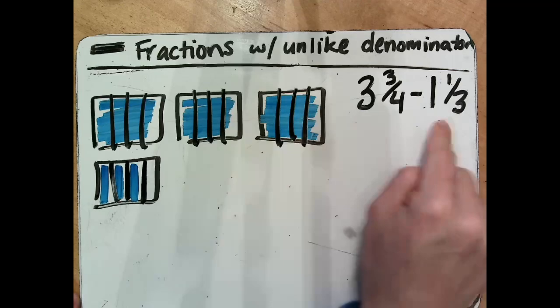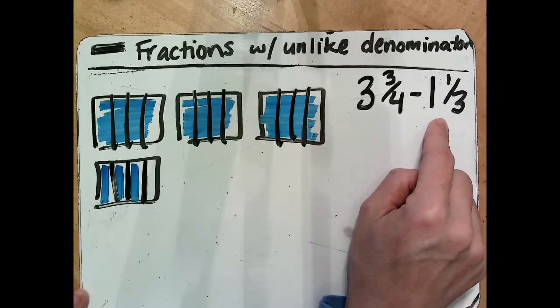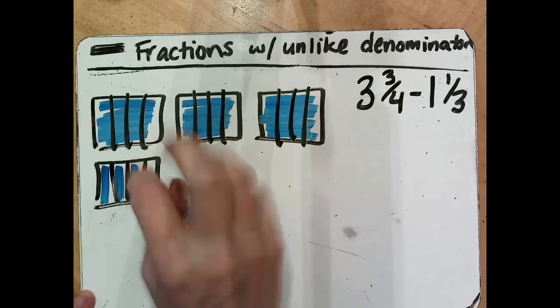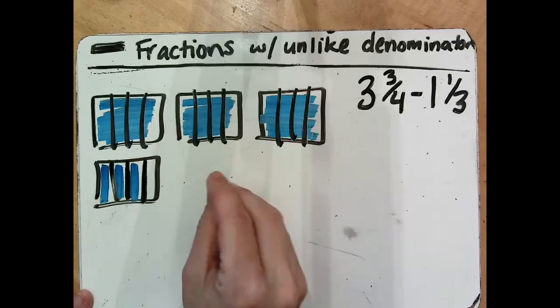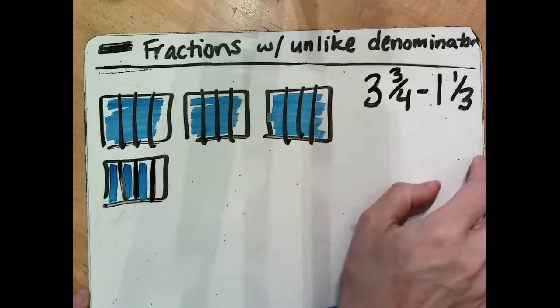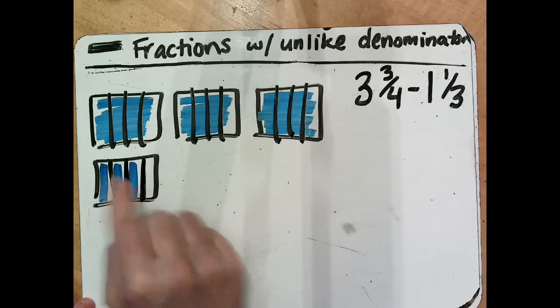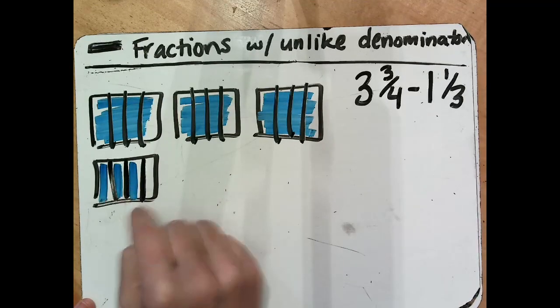Now I need to take away 1 1/3. Okay, I can't do that. I could take away 1 whole, but then I've got this 1/3 that I can't do anything with because I have to have a common denominator. I can't take away a third from here because it's not the same value. I have to create a common denominator.